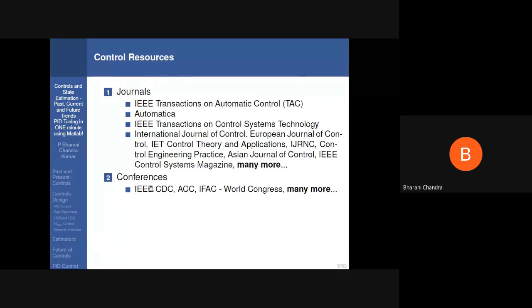And some of the standard conferences: if you get a chance to attend these conferences, please don't miss it, because this is where top-class researchers from throughout the world present their work. These are IEEE CDC, the Conference on Decision and Control, ACC, the American Control Conference, and the IFAC, International Federation of Automatic Control, World Congress, and there are many more.